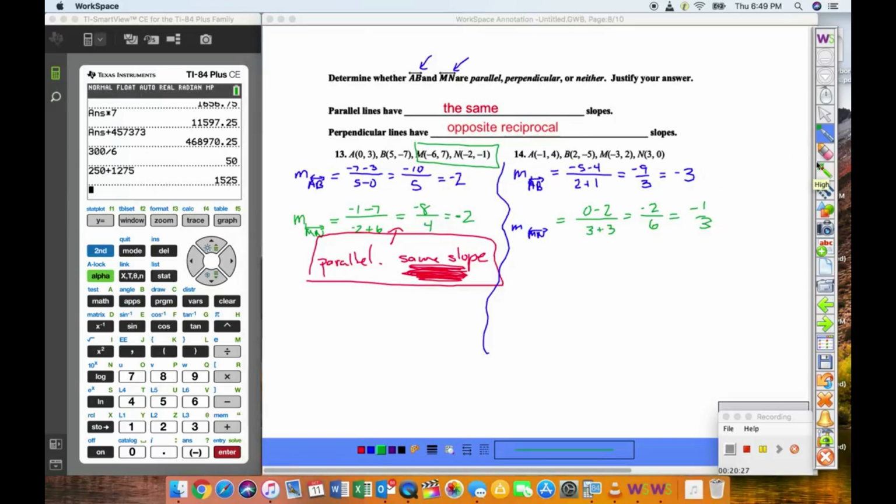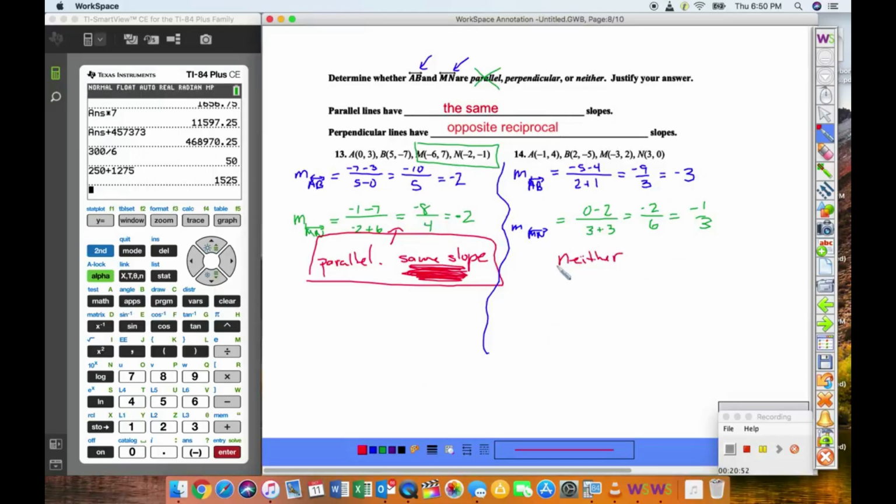So let's talk. Are these the same slope? Absolutely not. They cannot be parallel. Are these opposite reciprocal slopes? No, they are not. This one's negative, this one's negative. They're both negative, so they're not opposite. Even though 3 and 1/3 are reciprocals, you have to be opposite reciprocals to be perpendicular. So this is a neither.